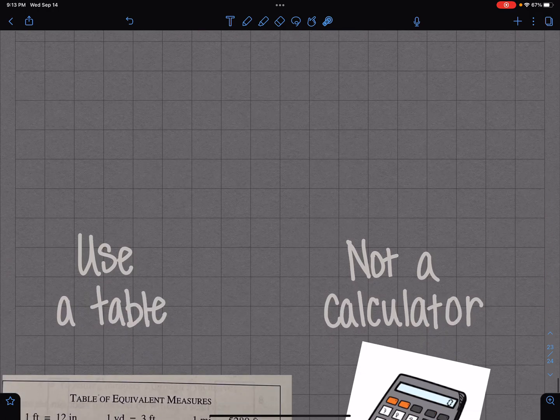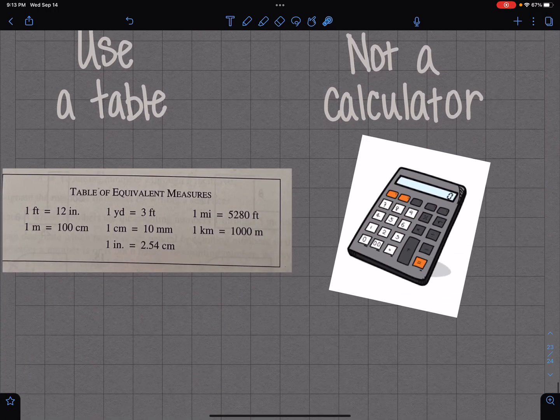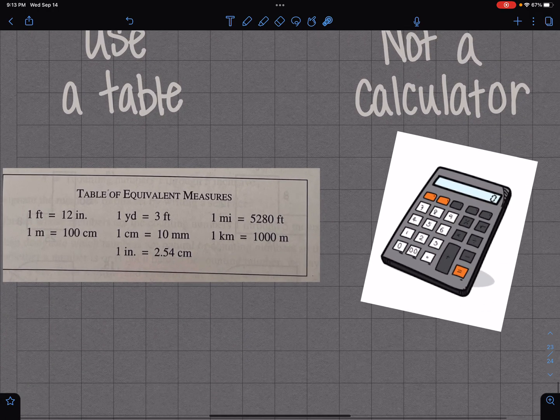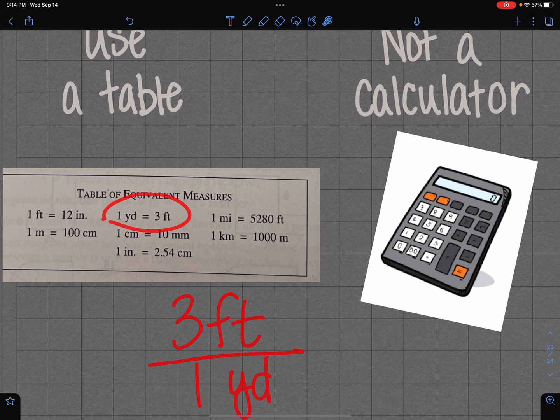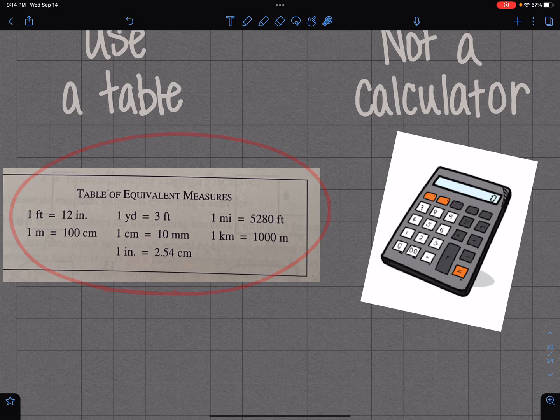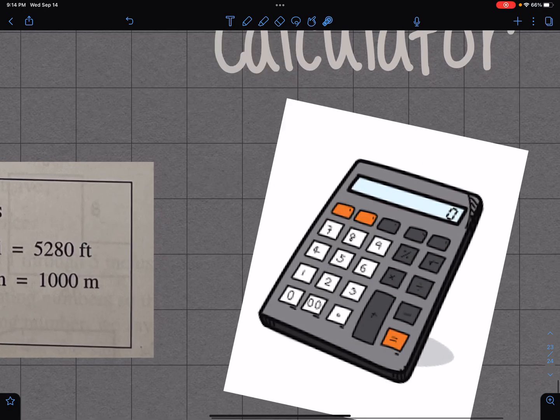All right, so you are going to have a table in your book that looks like this. You can use this when you're doing your homework. These are equivalent. So 3 feet is equal to 1 yard. That means that you could put 3 feet on the top, you could put 1 yard on the bottom, or you could switch it and put 1 yard on the top and 3 feet on the bottom. Either way, that ratio is going to be 1 over 1. So they want you to use this table when you're doing your homework, but not a calculator.